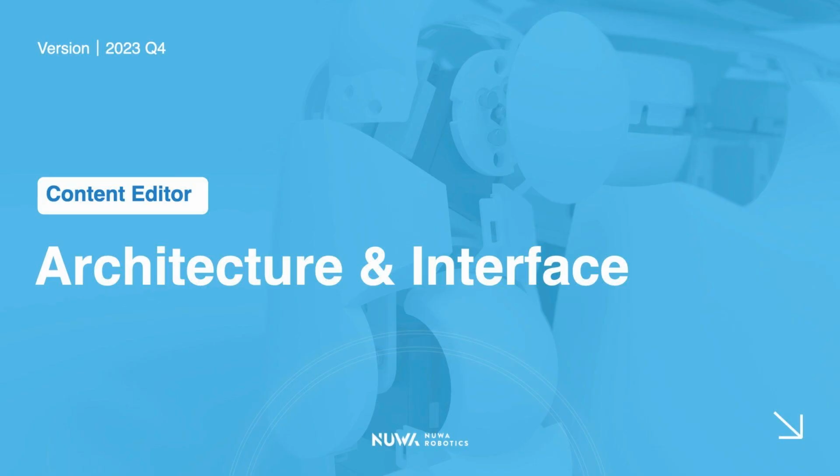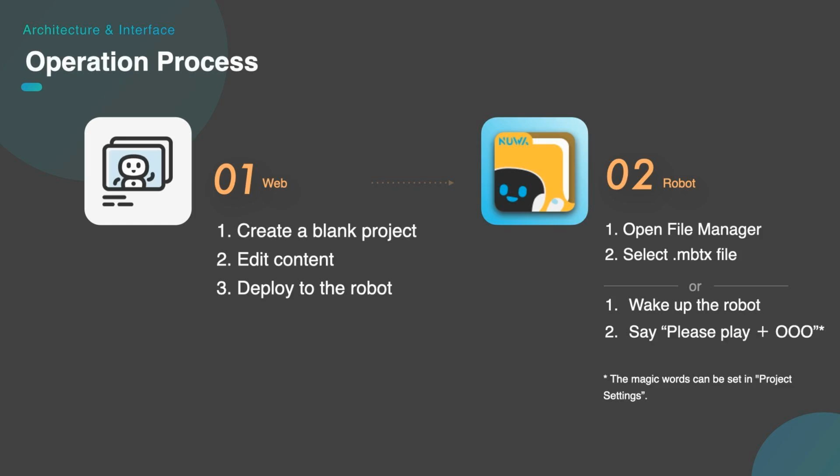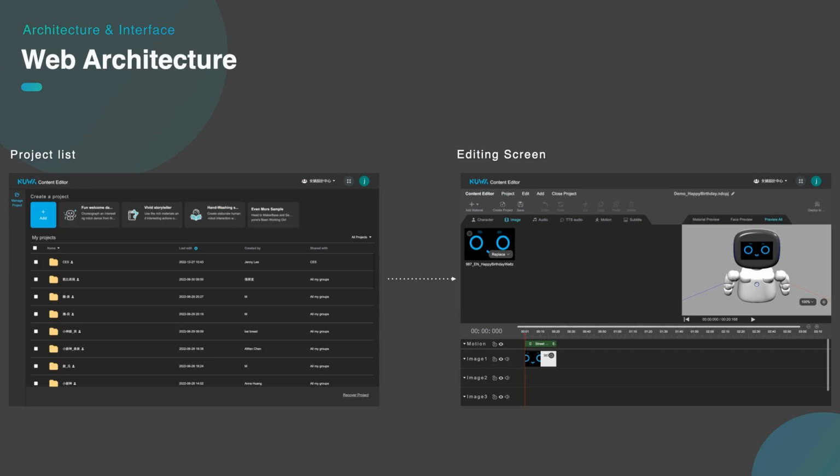Chapter 2, Architecture and Interface. In the operation process, we will first create a blank project and edit the content on the web side, then deploy it to the robot side. On the robot side, open the File Manager app and select the MBTX file. Alternatively, you can wake up the robot and say the magic words set in the project settings to start the robot performance. The web is mainly divided into two pages, the project list and the editing screen.